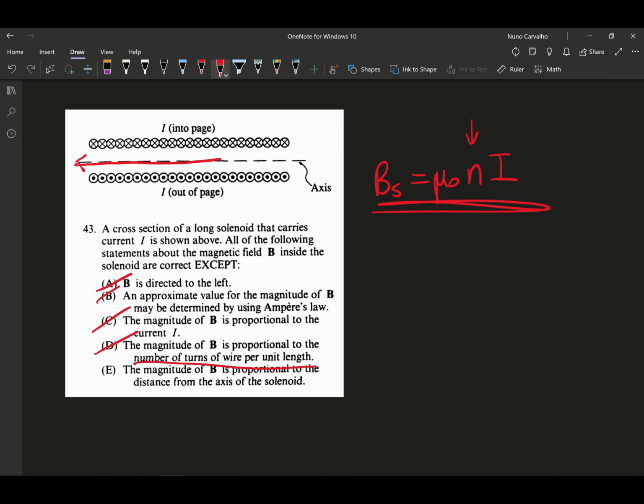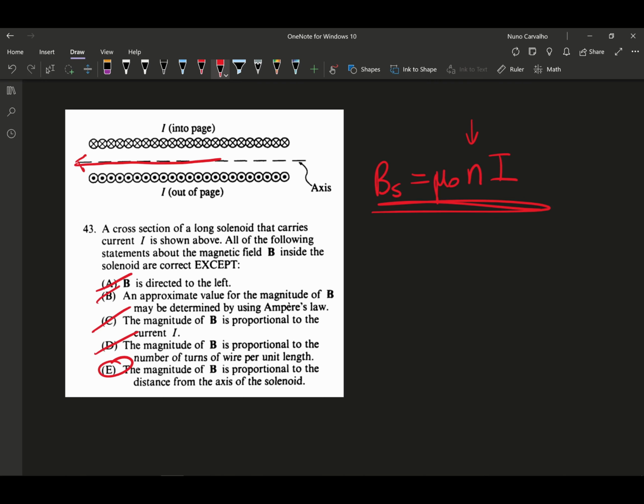And so, well, we know it's going to be E, but let's think about it. The magnitude of B is proportional to the distance from the axis of the solenoid. That's not true. First, you can tell by our formula that none of that is really incorporated, but generally we assume in an ideal solenoid that the magnitude of the magnetic field inside of it will be constant all throughout the inside.